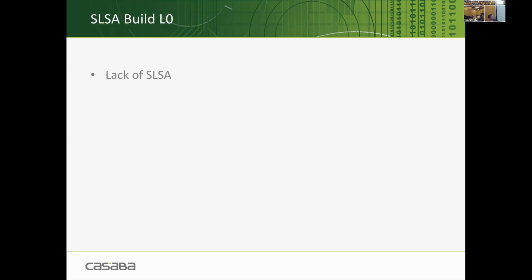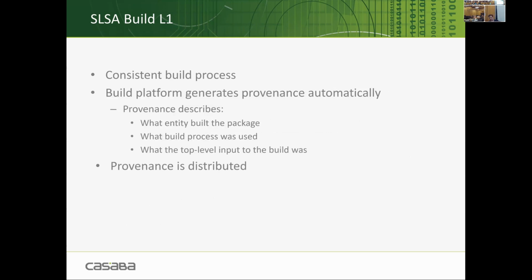So level 0, pretty self-explanatory. Level 1, you just want to make sure you have a consistent build process, that your build platform generates the provenance, which includes what built it, what the build process was, and what the top level inputs to the build were. And you want to make sure that provenance, which is just everything about what your software is, is actually released to people who are using your software.